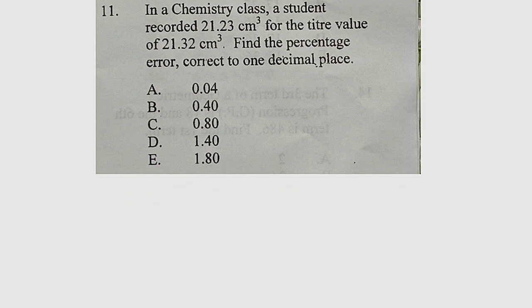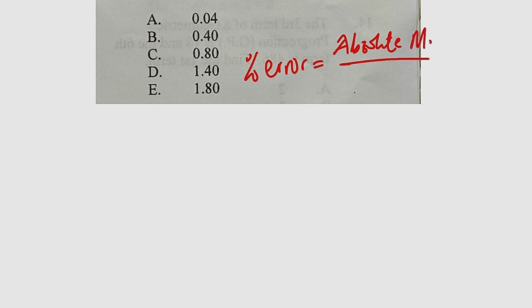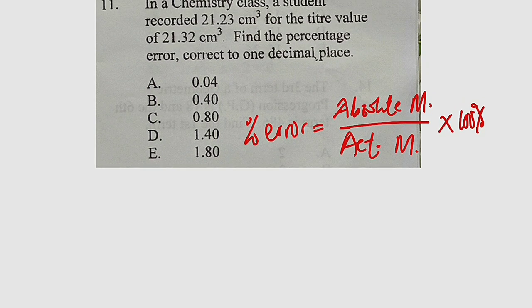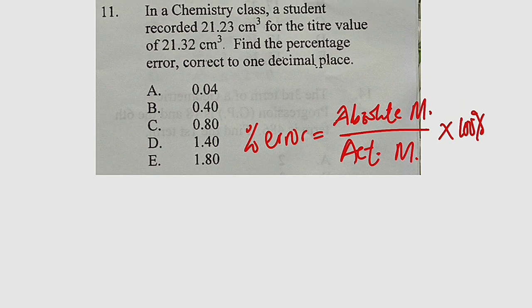Okay, what is percentage error? We have a formula for that. Percentage error is equal to the absolute measurement, divided by the actual measurement, then times 100%. Absolute measurement is just the difference between the two measures.